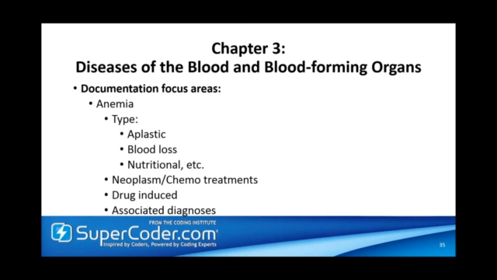Documentation for diabetes should include the type, such as 1 or 2, drug or chemical induced, due to underlying condition, gestational, and so on. Complications: what, if any, other body systems are affected by the diabetes condition? For instance, is the foot ulcer related to the diabetes? Treatment: is the patient on insulin? Is it under control, poorly controlled, etc.?